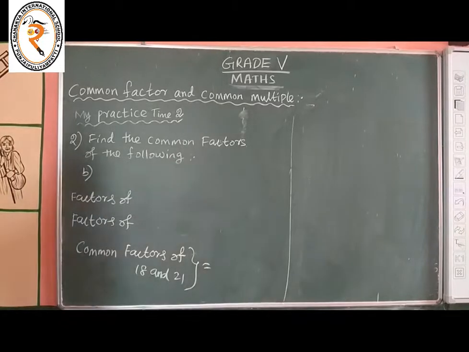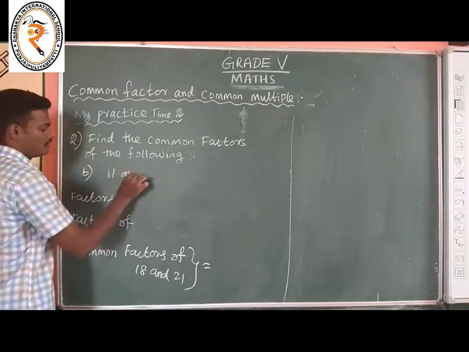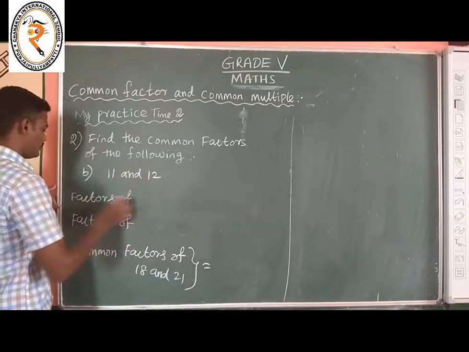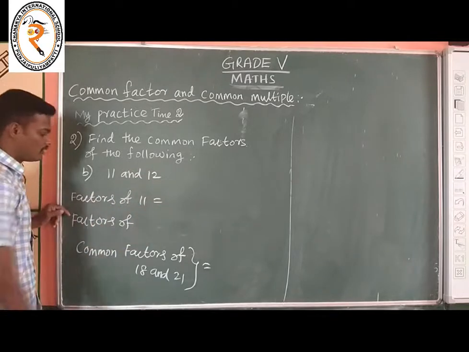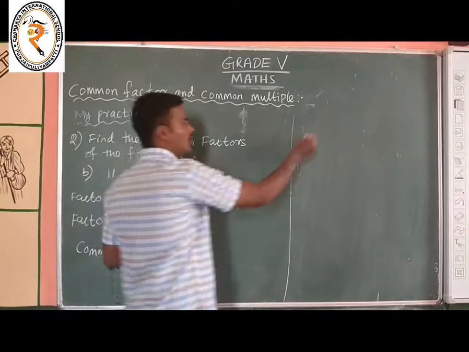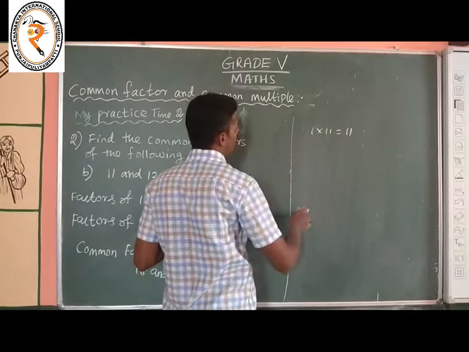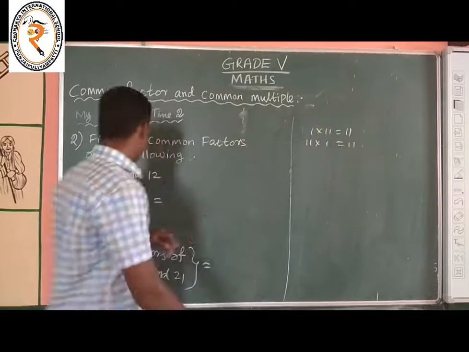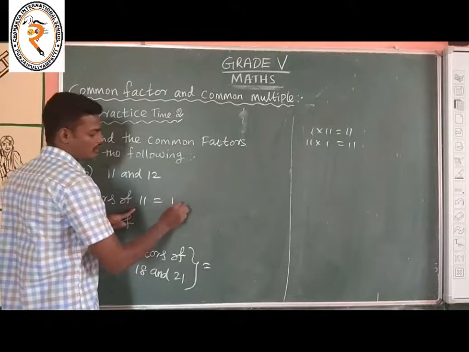Next one, common factors of 11 and 12. Factors of 11: 11 comes in the first table, 1 11 is 11, and in the 11th table, 11 1s are 11. Therefore, the factors of 11 are the first table and the 11th table.